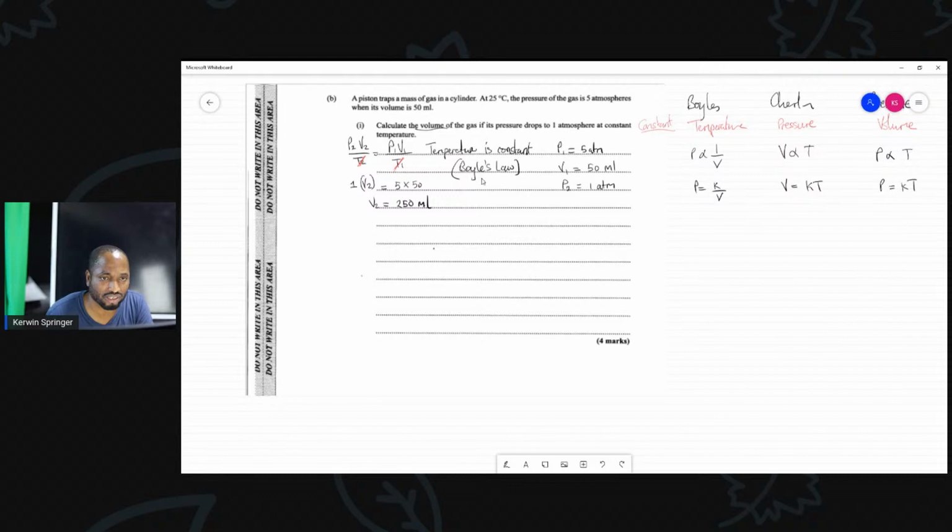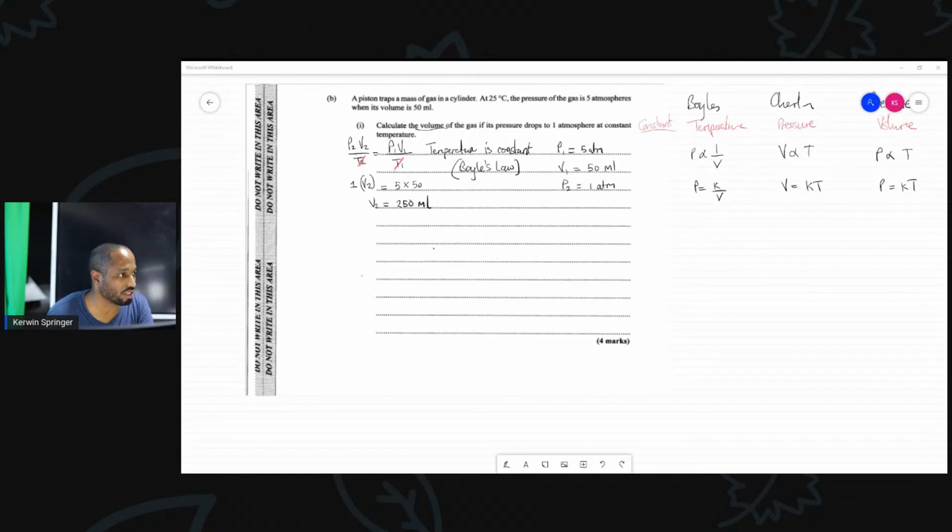Temperature is constant. This is Boyle's law: P1 V1 equals P2 V2. 250 ml. If you want, you could convert this to cm cubed, using the conversion that 1000 cm cubed is equal to 1 liter, 1 dm cubed.